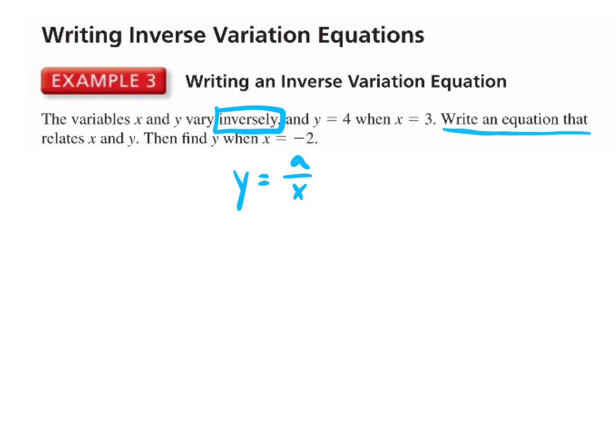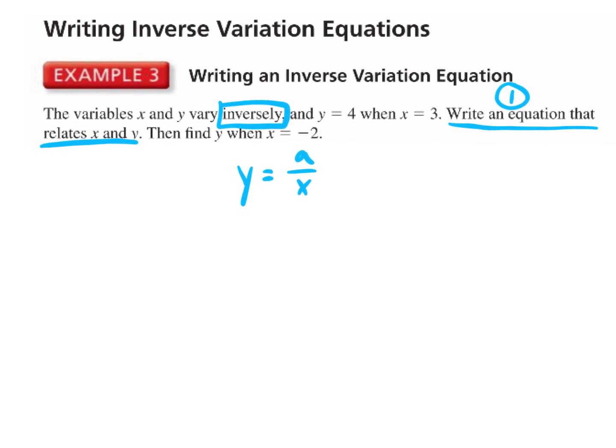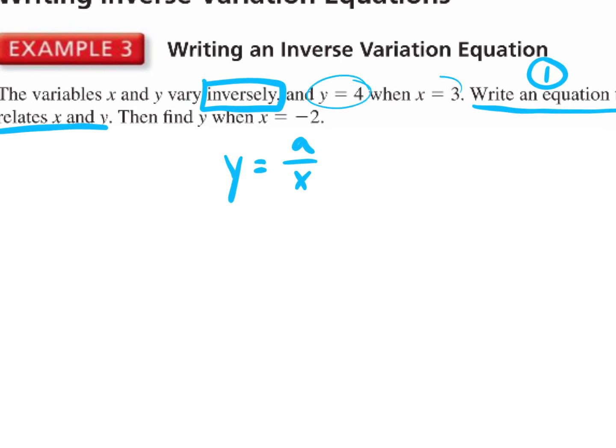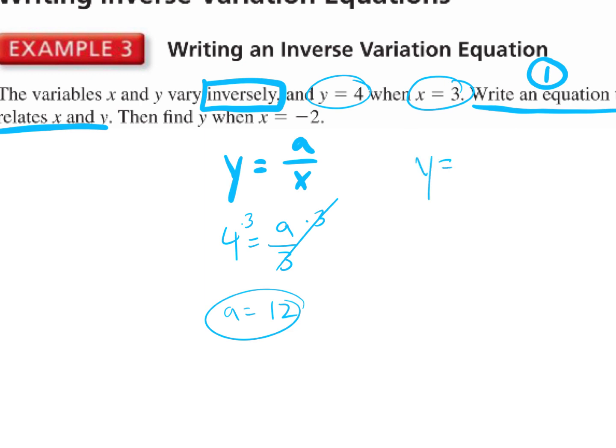So in the first part of this question, we are writing an equation that relates x and y. So we have to find a. How do you think I could find a? Awesome. I'm going to plug in what's given. So I'm going to plug in y and x. So 4 is equal to a over 3. Multiply 3 on both sides. So what does a equal? 12. Perfect. So we're going to plug that back into our equation. So y is equal to what? 12 over x. That is our equation. That's the answer to the first part of the question.